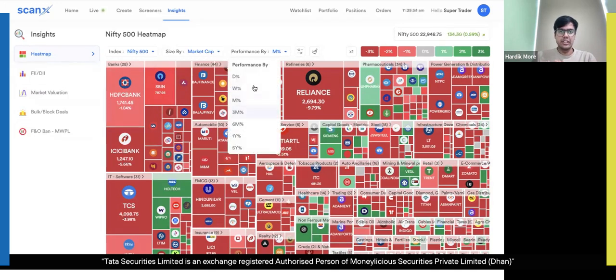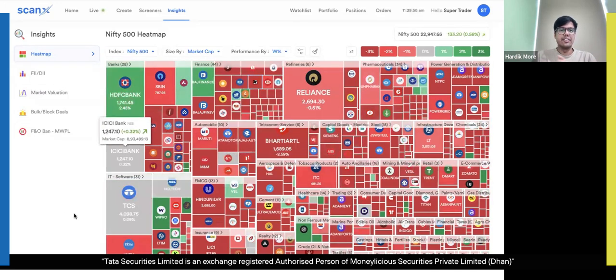But actually, let's switch to weekly and we'll see a different picture. So maybe monthly it was down, but this week it is recovering on some level. At least HDFC is recovering, right? So I can track the broader market. I can get a sense of what is happening in what corner of the market on a price level.